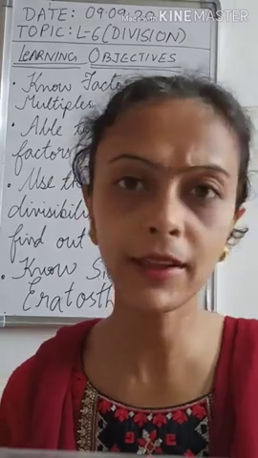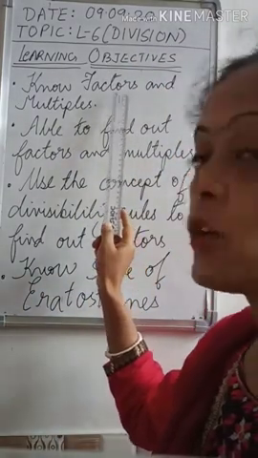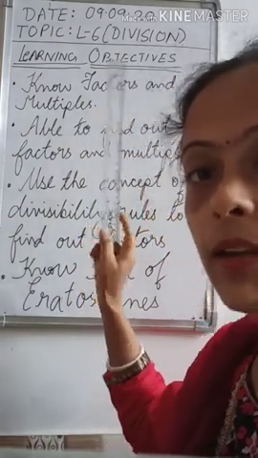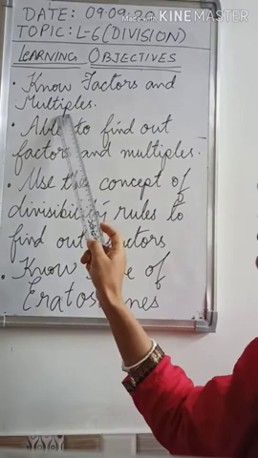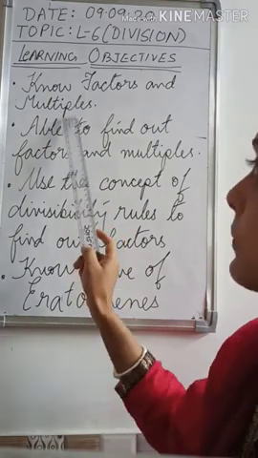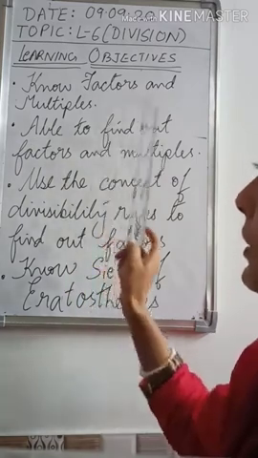Let us go for a recap. Factors and multiples. Factors are those numbers which can divide another number exactly without leaving any remainder. Multiples means the product of two factors becomes a multiple.